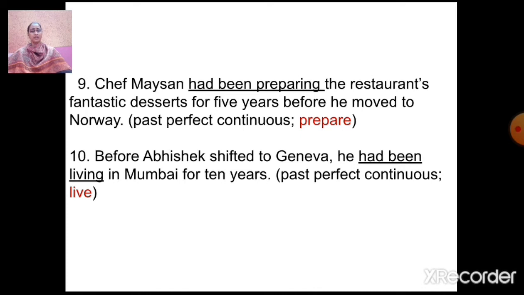Now the next is before Abhishek shifted to Geneva, he dash in Mumbai for 10 years. Again we need to complete this sentence into past perfect continuous and the verb given is live. So the answer is before Abhishek shifted to Geneva, he had been living in Mumbai for 10 years.